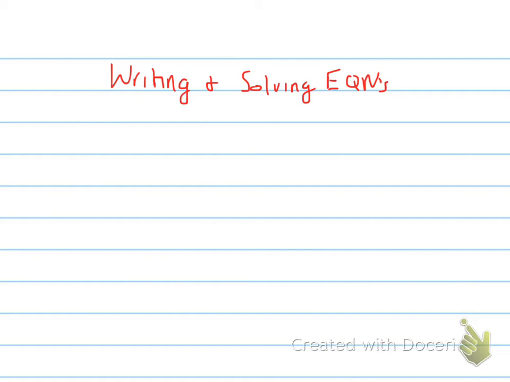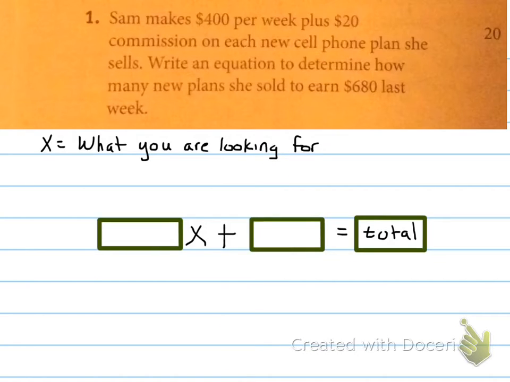Alright, writing and solving equations. So, with number 1, reading through it: Sam makes $400 per week plus $20 commission on each cell phone plan she sells. Write an equation to determine how many new cell phone plans she sold to earn $680. How many new?